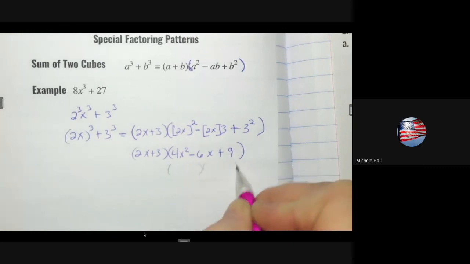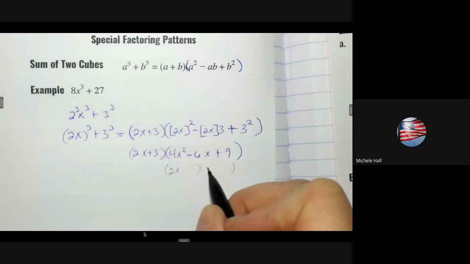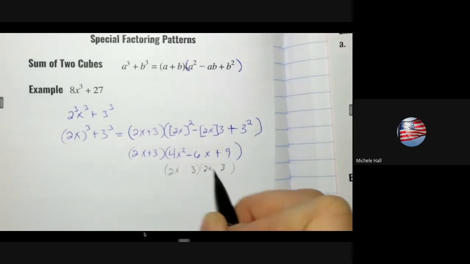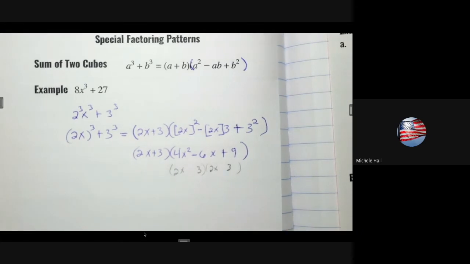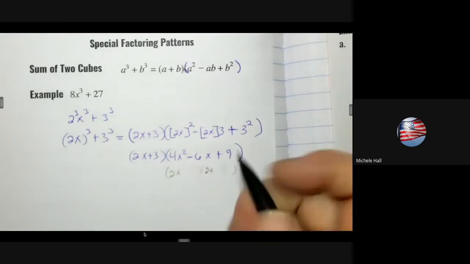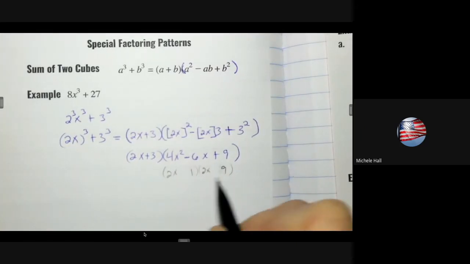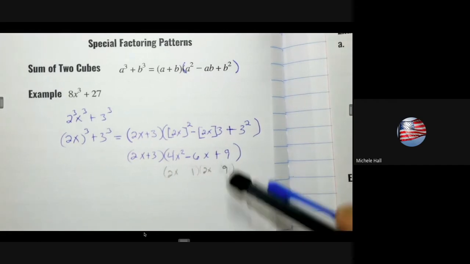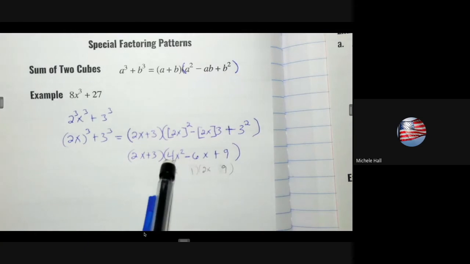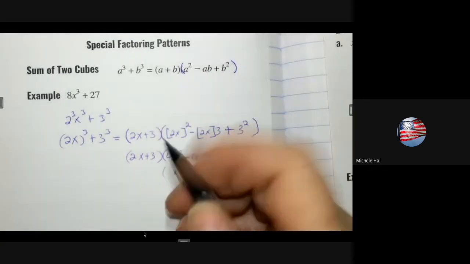So by trial and error, I could try 2x, 2x, 3 and 3, and we get 6 and 6. That's not going to add to 6. And we could try 1 and 9 before I get rid of my 2's. We have 18 and 2. That will not add. So I've tried all the factors of 9. Now I'm going to switch out the factors of the 4x squared, which would be 4 and 1.